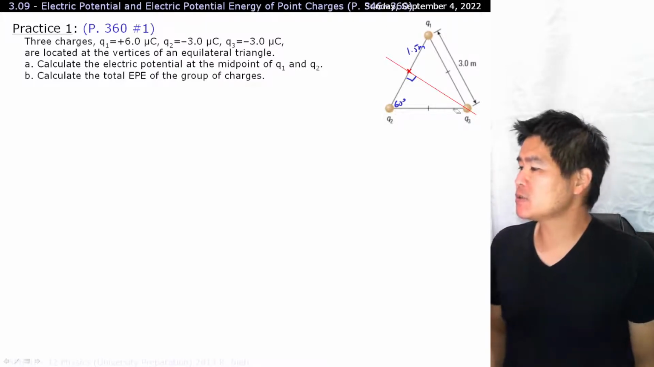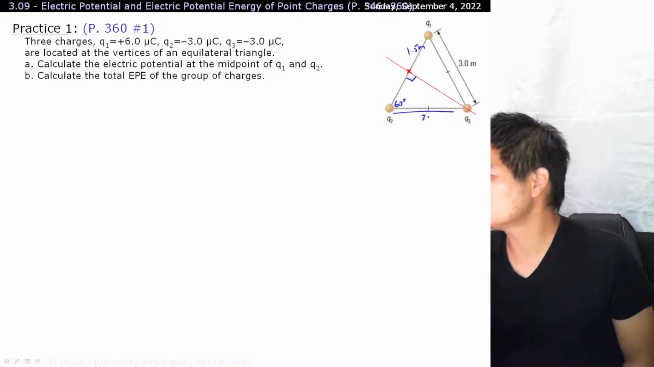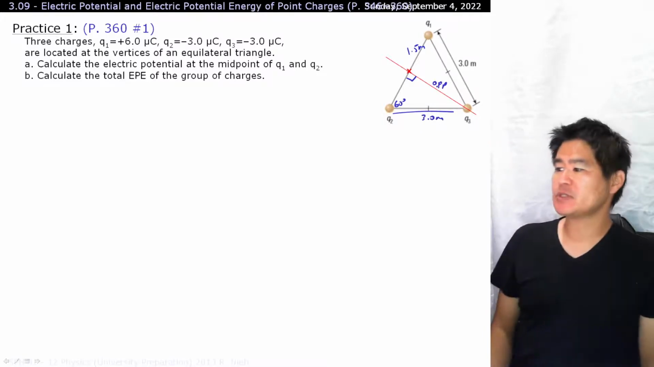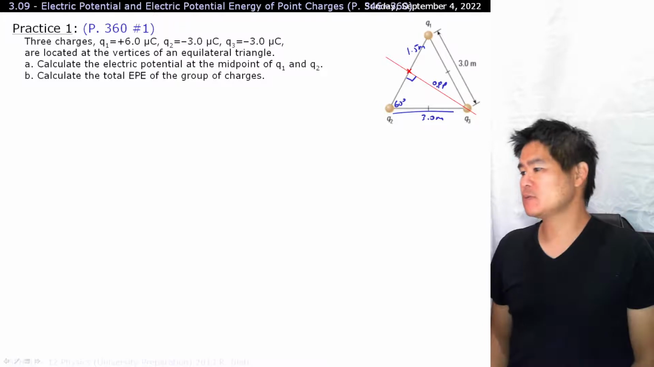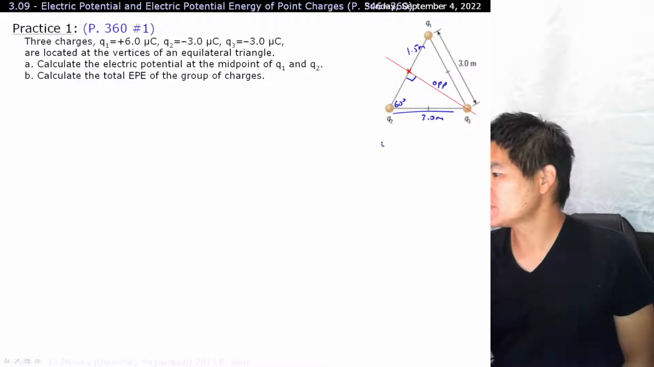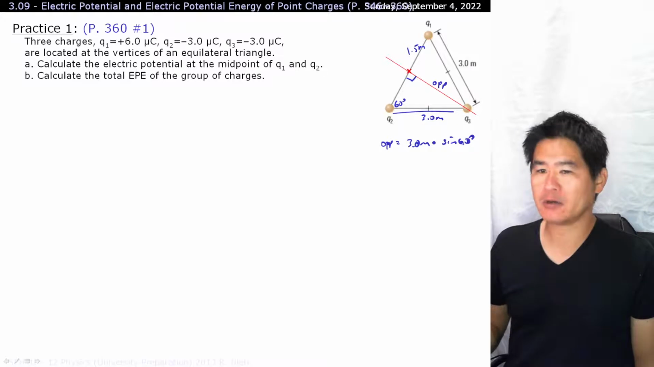We want the 60 degrees there because we know that the distance, at least on this side over here, which works out to be the hypotenuse, is equal to 3.0 meters. So we want to find out how long the opposite side is. We have 60 degrees, we have a hypotenuse, and we're looking for the opposite side. The opposite side is equal to 3.0 meters times the sine of 60 degrees, and that'll get us the answer.